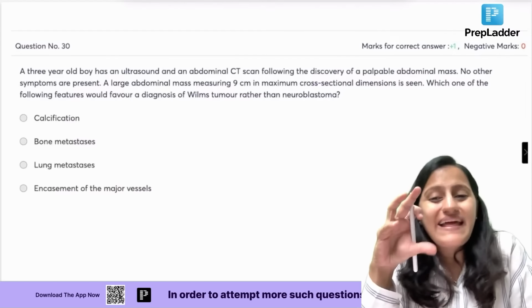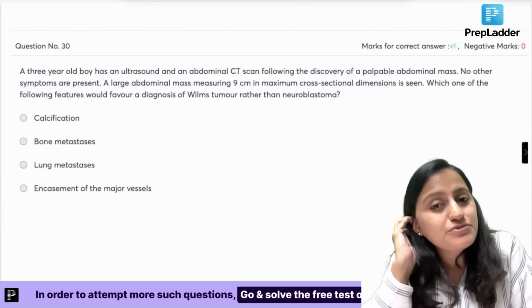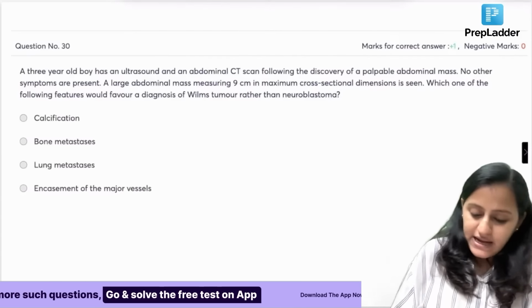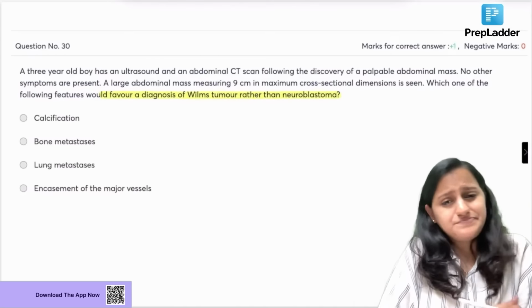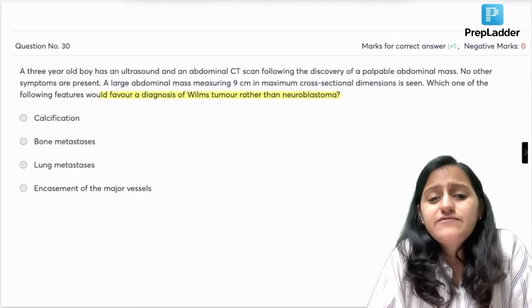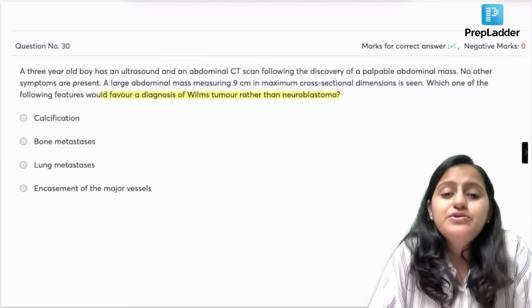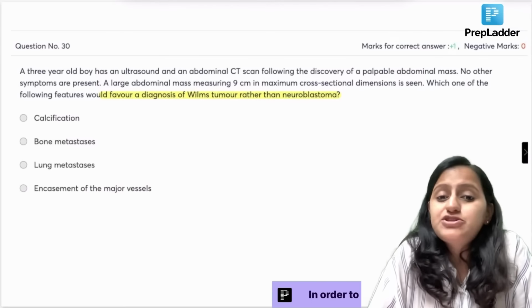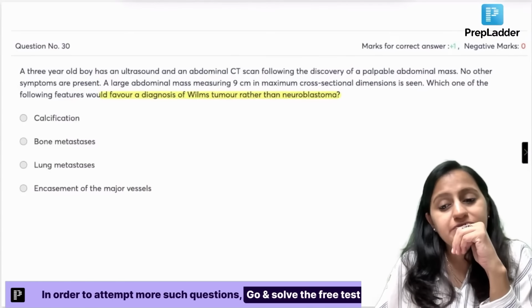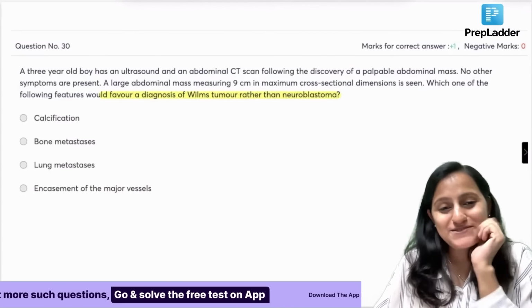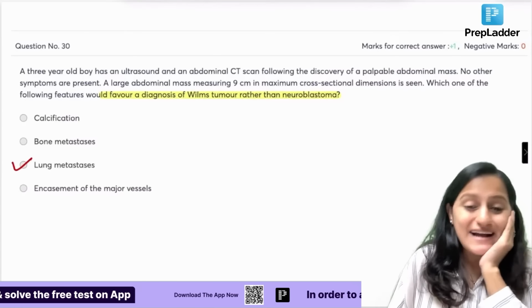See, whenever you have a lengthy question, the first thing that you should do is read the last line. So the last line is telling you what would favor a diagnosis of Wilms over neuroblastoma. So the crux of the question is already given there. You don't have to read the entire question and waste your time there. What would favor Wilms rather than neuroblastoma? It's going to be lung metastasis.